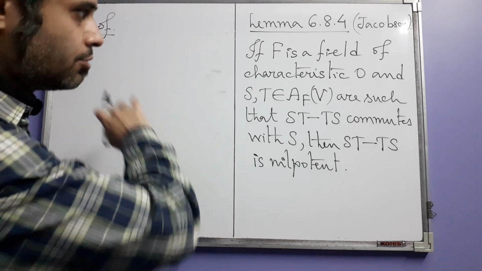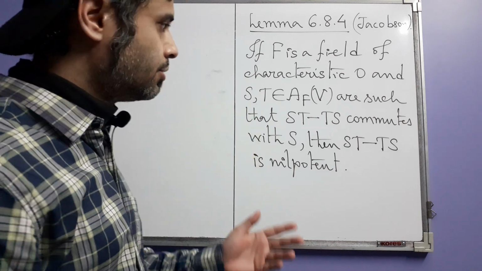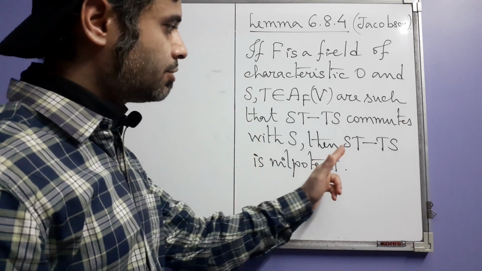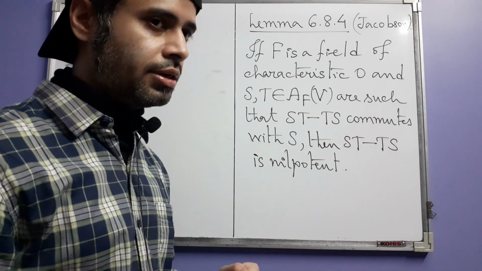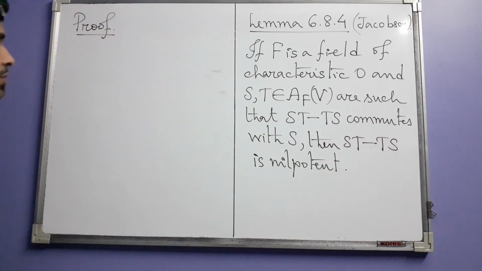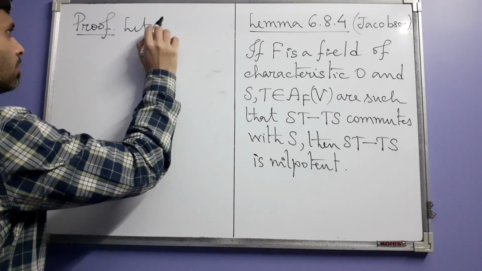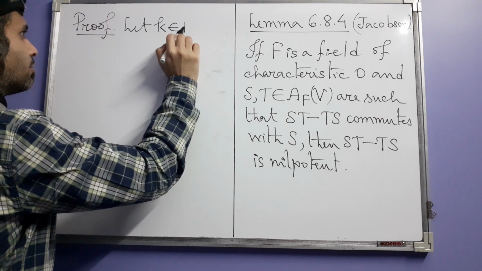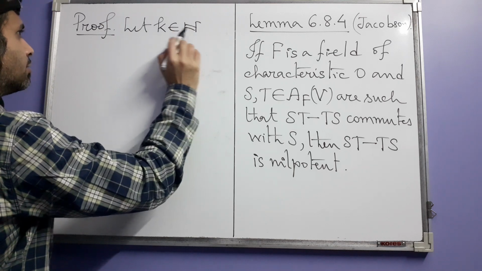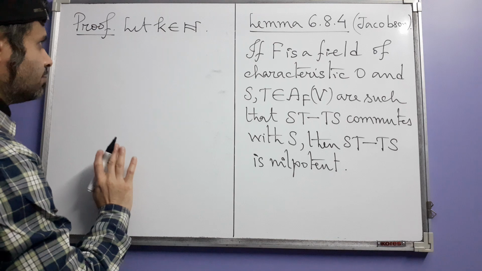So if we want to use the previous lemma, what shall we need besides having a field of characteristic 0? Namely that all positive integral powers of ST minus TS have trace equal to 0. So let us take a positive integral power. Let k belong to the set of natural numbers. Recall that in this book, this set represents the set of all positive integers.